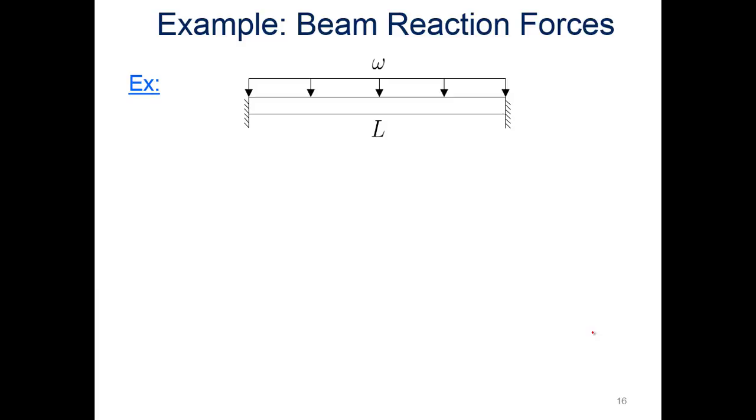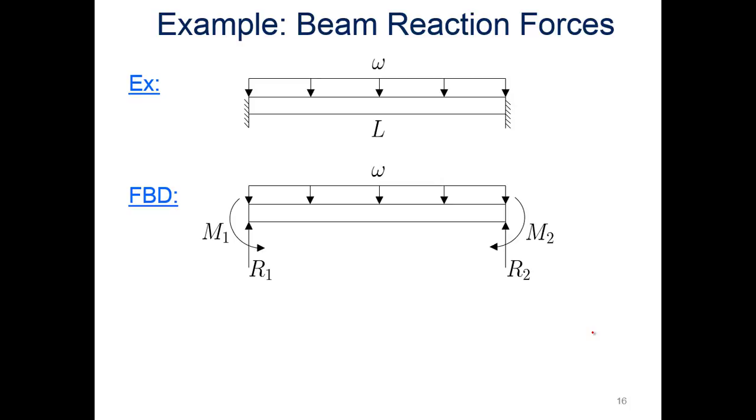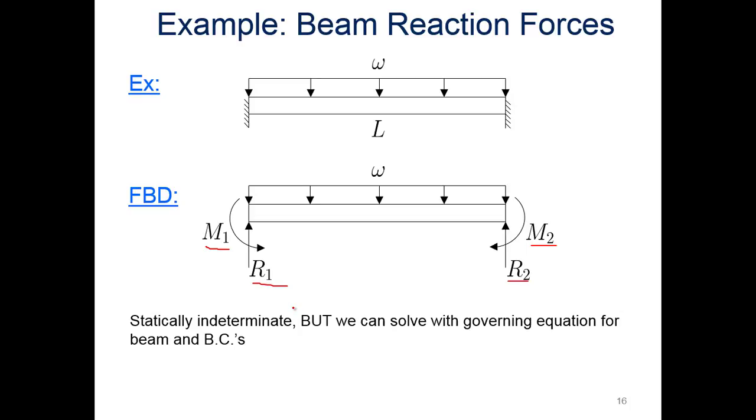So here's a case of distributed load, and we have no displacement or rotation at either end. We'd have some reaction moments on either side, and some reaction forces on either side of our element. So it's statically indeterminate, but we can solve with the governing equation for the beam and the boundary conditions. The governing equation is omega, our distributed load here, equal to EI times the fourth derivative of y with respect to x.